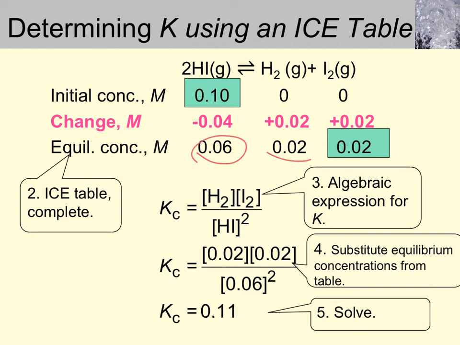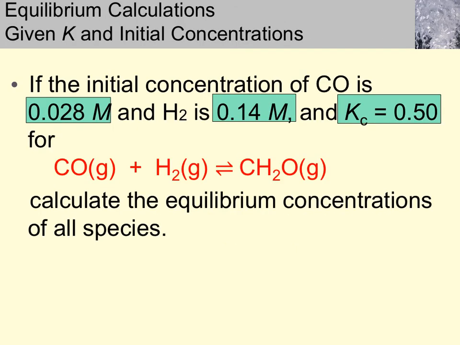So here we go. We're going to plug back into the equilibrium expression. Don't forget to square. And then we get that the equilibrium constant value is 0.11. Now, this one you definitely need to try on your own. So go ahead and pause the video and see how you work it out, and then check your answer in the next slide.